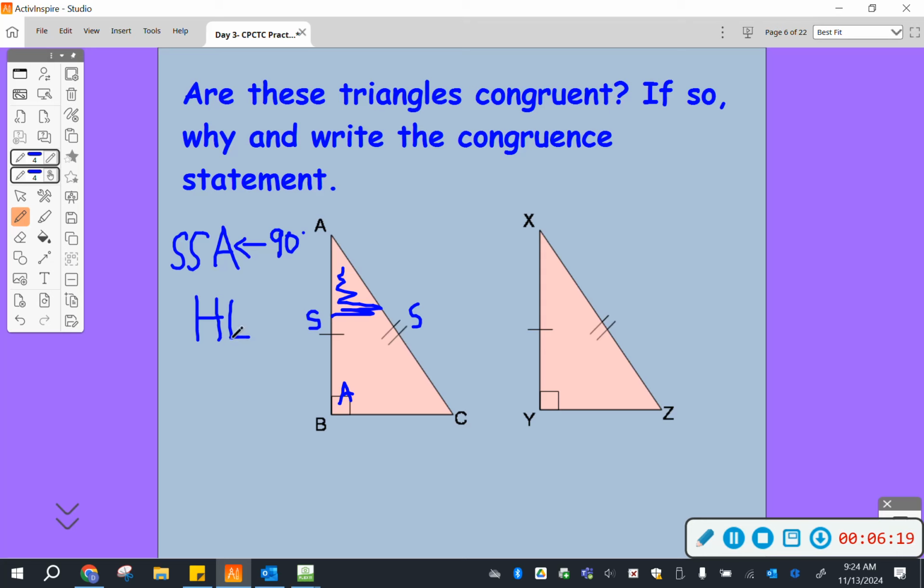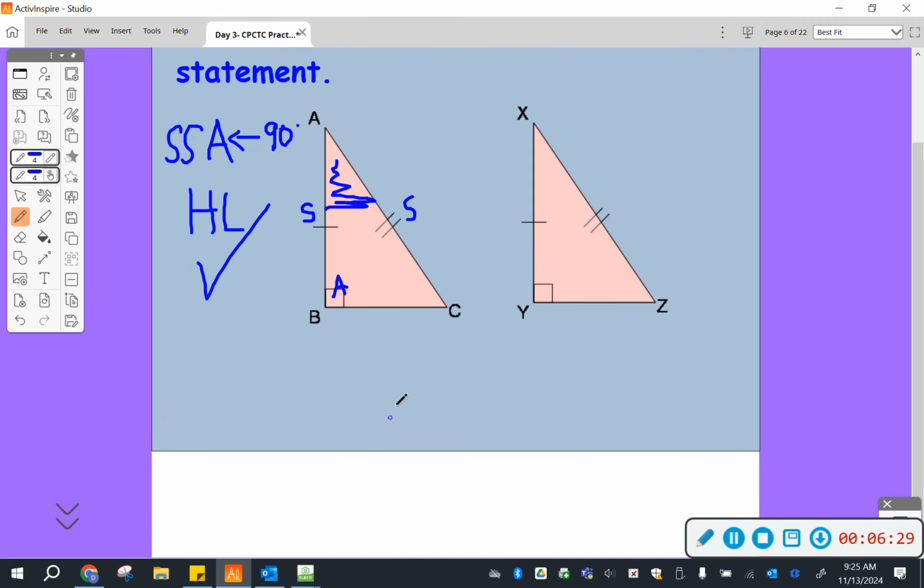HL, is HL congruent or not congruent? It is. HL is congruent. So now we need to do a congruent statement by doing our chart.